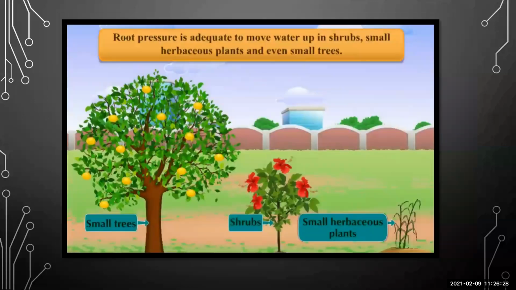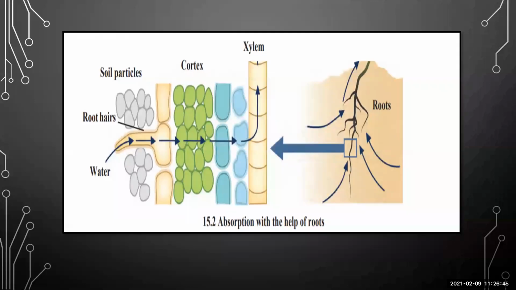So this root pressure is adequate to transport the water in small herbaceous plants, also in the shrubs and also in the small trees. We have seen this diagram given in your textbook, page number 164. You can draw it in your notes.